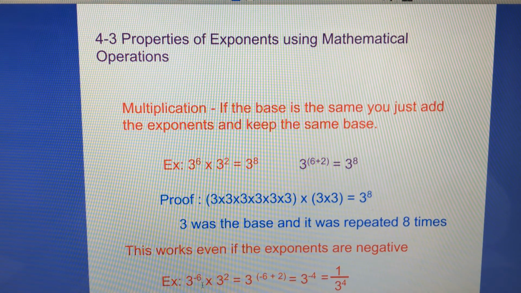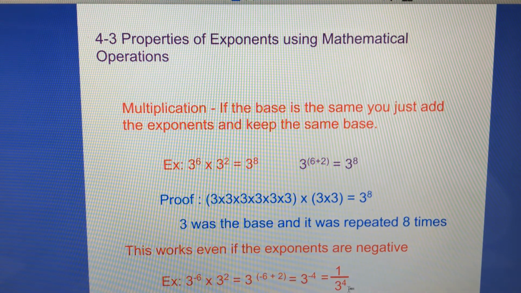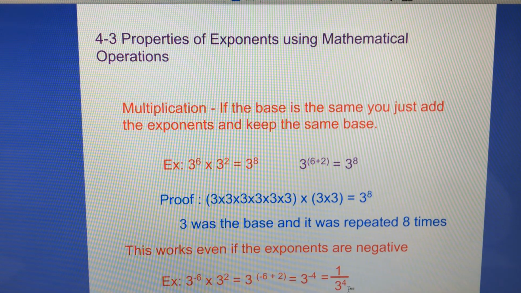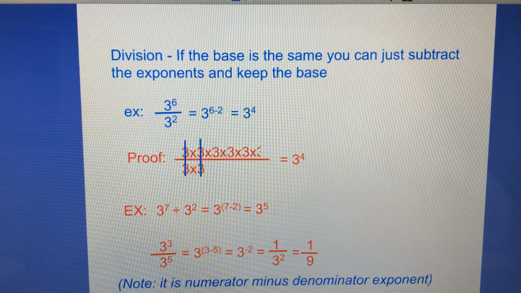This works even if the exponents are negative. 3 to the negative 6 times 3 to the positive 2, negative 6 plus 2, 3 to the negative 4th power, which becomes 1 over 3 to the positive 4th power. Remember those rules of negative exponents.